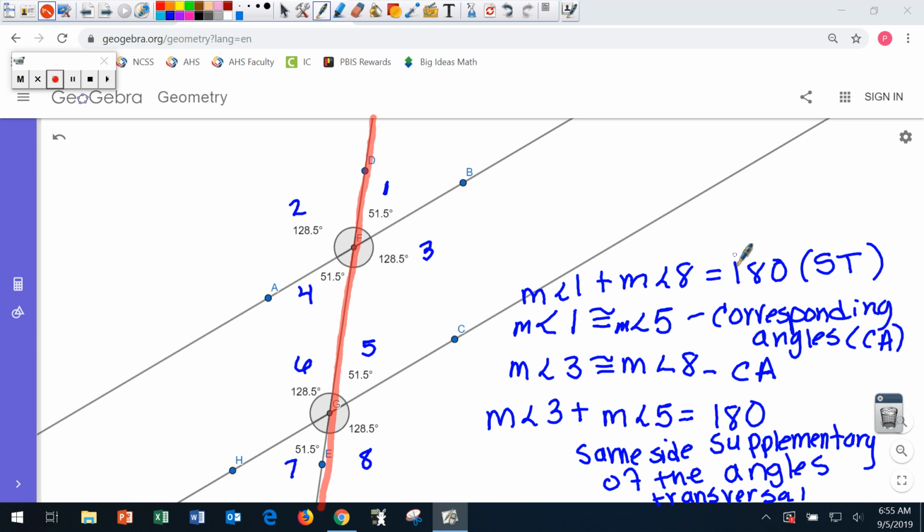And then for the reasoning, yes, they're same side of the transversal. All right, so now let's go in the middle of the parallel lines.